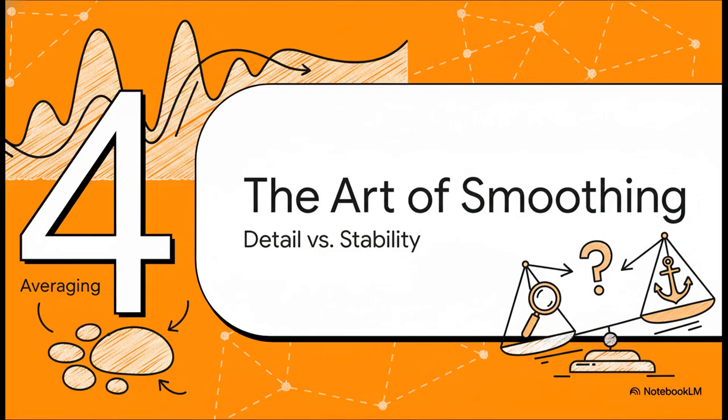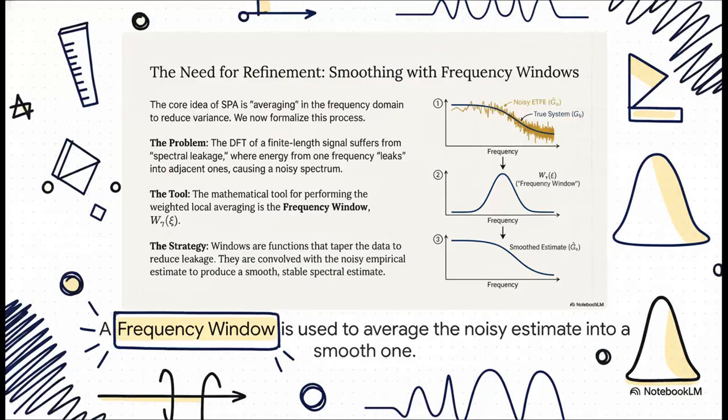All right, so we've been throwing around words like smoothing and averaging a lot. This is probably the most important step in the whole process, and it brings us face to face with a classic engineering trade-off. So the formal way we do this averaging in the frequency domain is by using a mathematical tool called a frequency window. You can picture it like a little lens or a filter that we slide across our noisy data. By averaging the points inside that window, we smooth out the jagged peaks and valleys and get a much cleaner, more stable picture of our system.